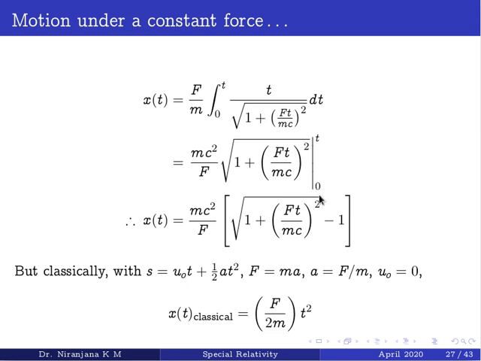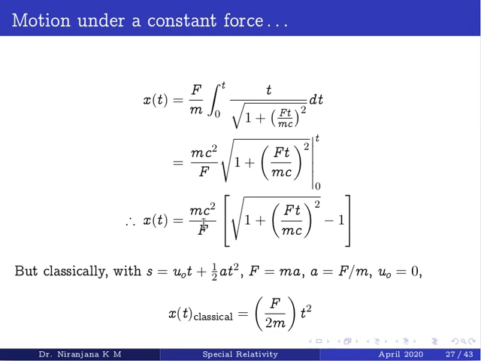Now we will apply the limits time t equals 0 and time t equals t. For the limit t, it is the same expression. For the limit 0, if you substitute 0 here, then this block will go, and the square root of 1 is 1, so it is minus 1. Hence x of t is mc²/F into the square root of 1 plus Ft/mc², minus 1. This is the expression for the position of the particle at any given time t.